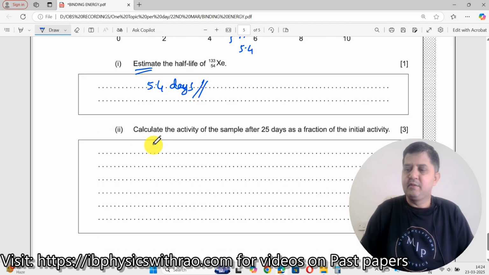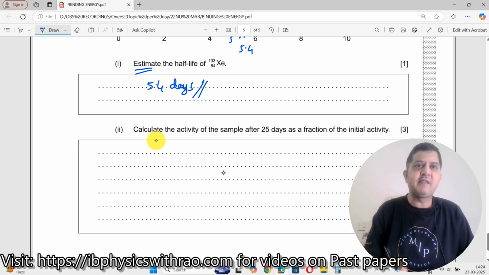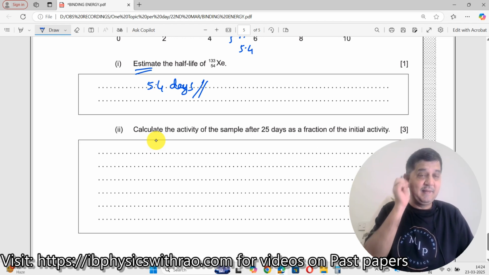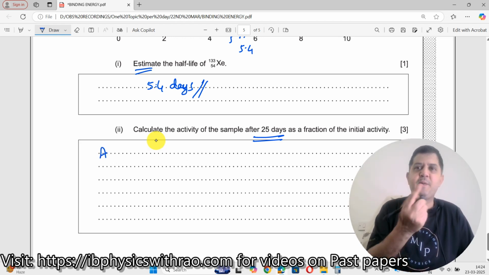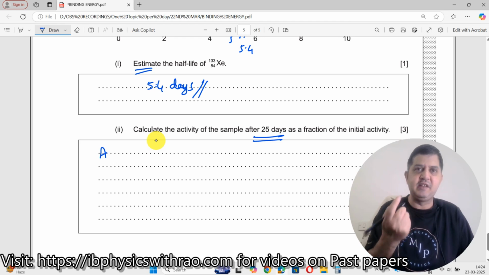The answer should be between 5.2 and 5.6. Next, calculate the activity of the sample after 25 days as a fraction of the initial activity. 25 days. Now, I would have been happy if this was 5 days, I can easily calculate. But since it says 25 days, it's not a multiple of this 5.4. Let me go by the first method. In my previous videos, you would have seen this method.